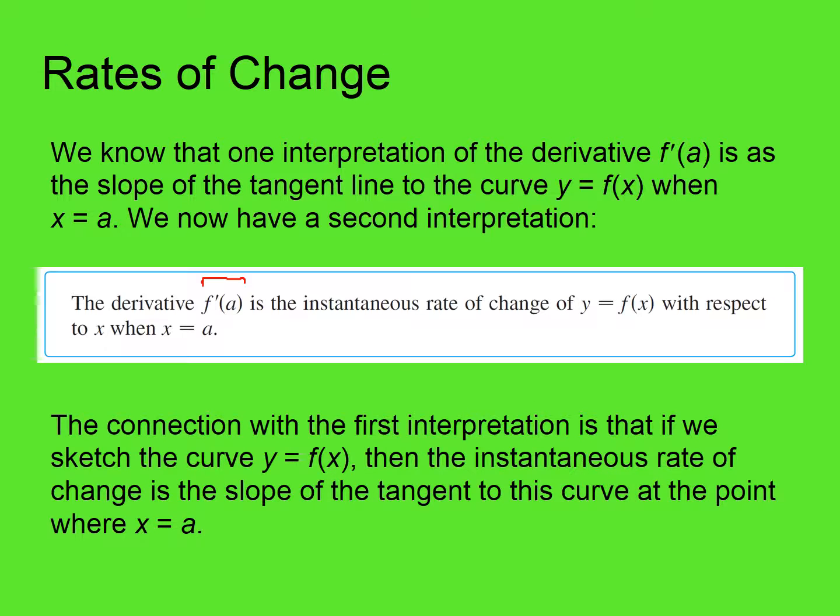Here's an interesting observation by Stewart. The connection with the first interpretation, slope of the tangent, is that if we sketch the curve y equals f of x, then the instantaneous rate of change is the slope of the tangent line to the curve at the point where x equals a. Okay, so if you sketch the curve y equals f of x, could be velocity, could be some other rate of change, but if you sketch the curve and then get the slope of the tangent, now we're talking about the instantaneous rate of change.